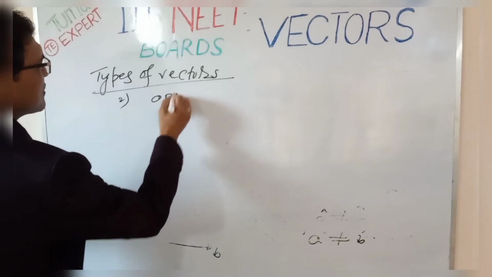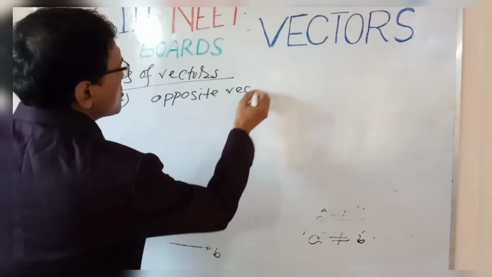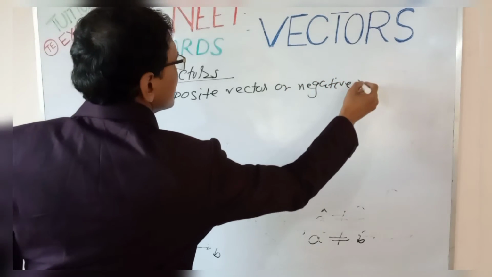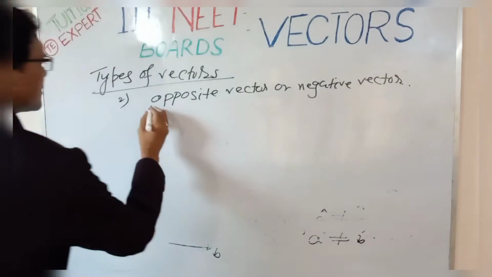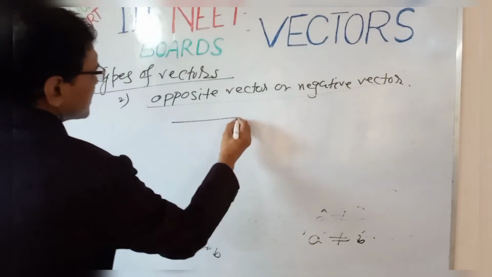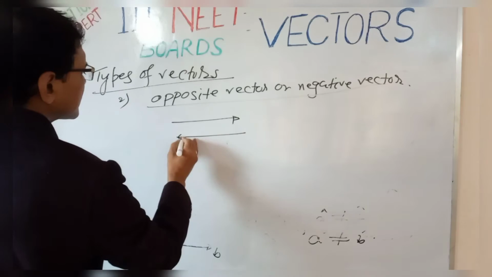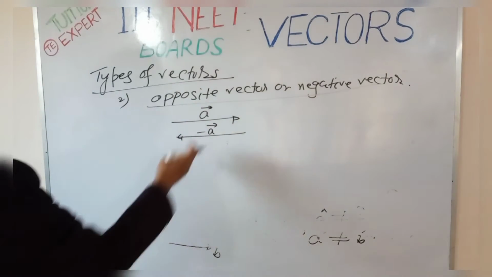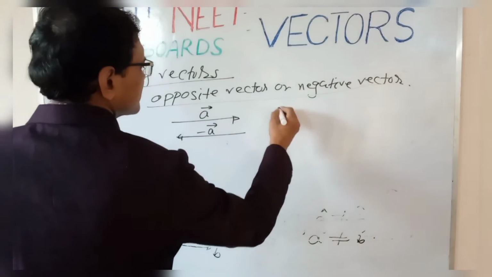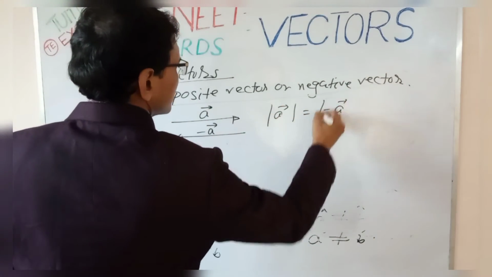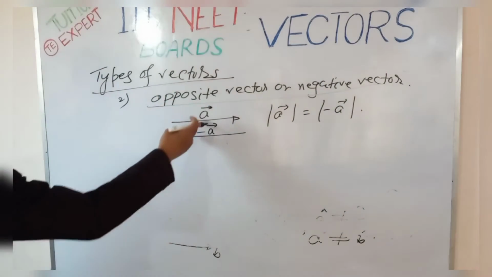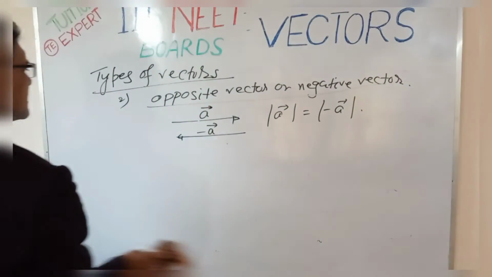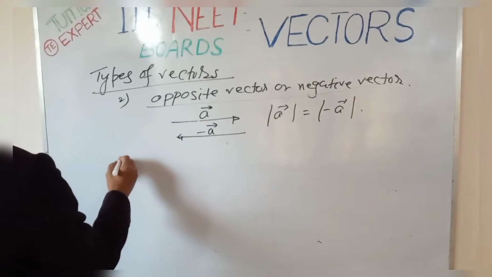Opposite vector or negative vector. Suppose this is A. Here the direction is just opposite, magnitude equal, so it is called opposite vector or negative of vector A. Direction is just reversed, 180 degrees.